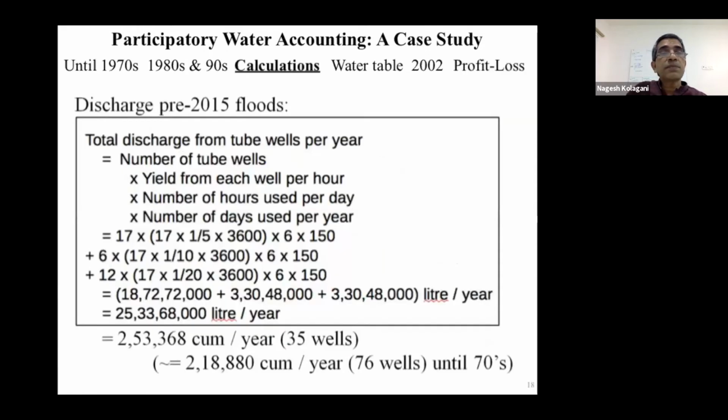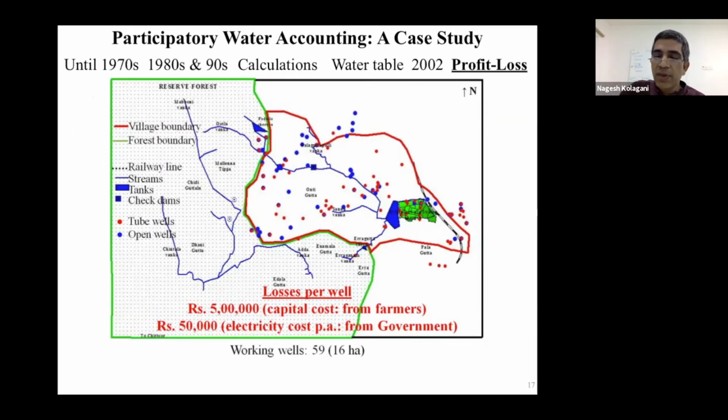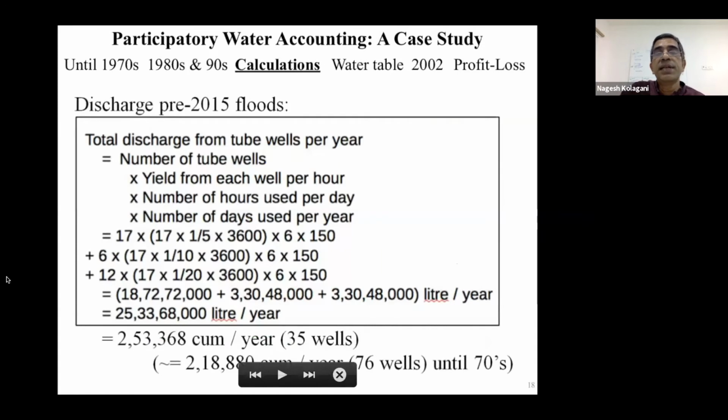So those are the calculations we made in 2002. Recently, in 2015, we revisited those accounts, and as I told you earlier, there were very good rains in 2015. Just before that, the whole area was totally parched. There was no drinking water either. Even during that crisis time, before the rains, we calculated how many wells were working. 17 were working reasonably well, 6 were working okay, 12 were barely working. You can see the count: 17, 29, 35.